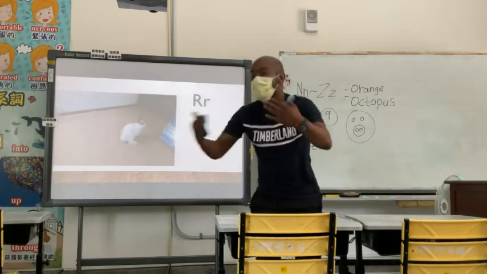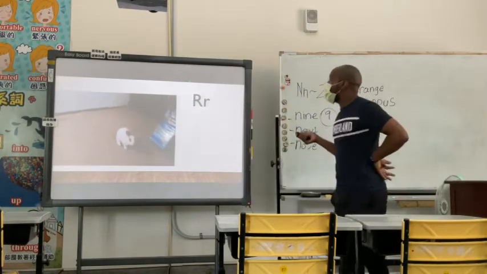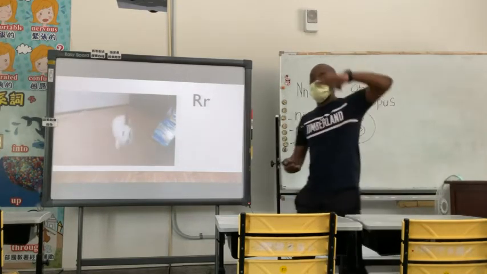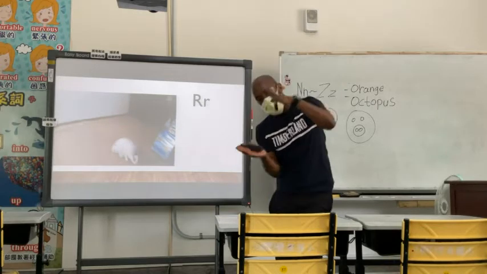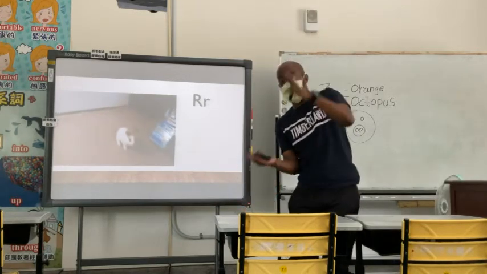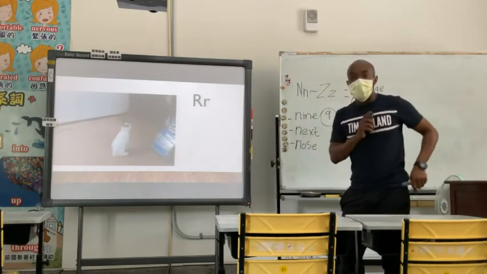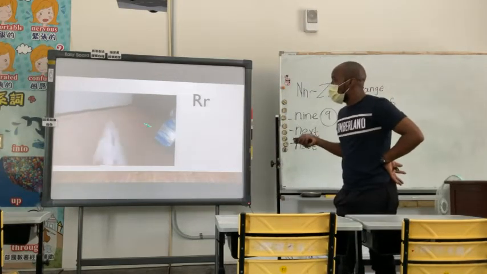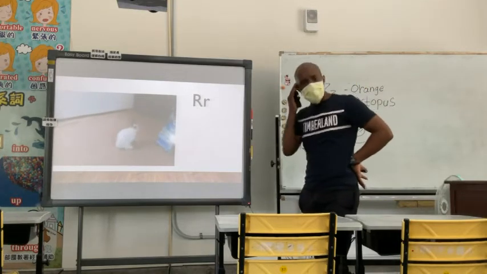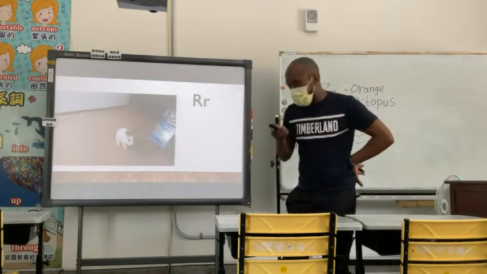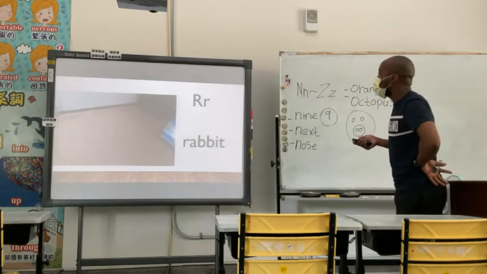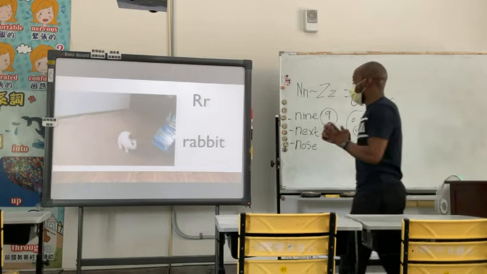Now we have R. We have big R and small R. What is this? What is this in English? Yes, rabbit. It's a rabbit. So R, rabbit. Great job. Wonderful, you guys.